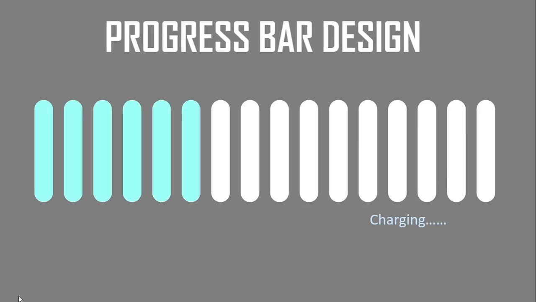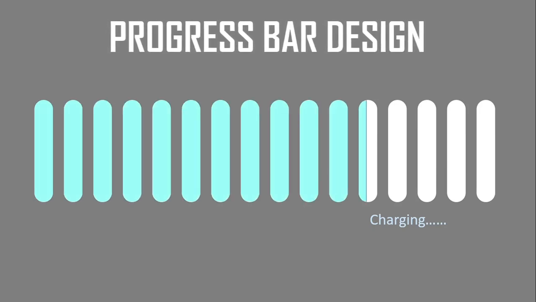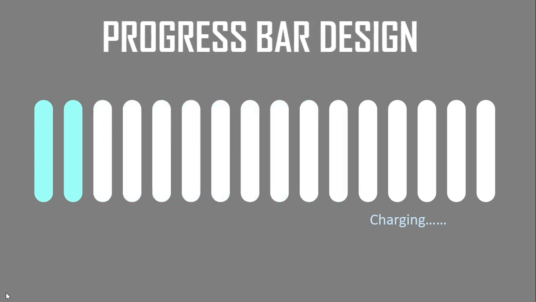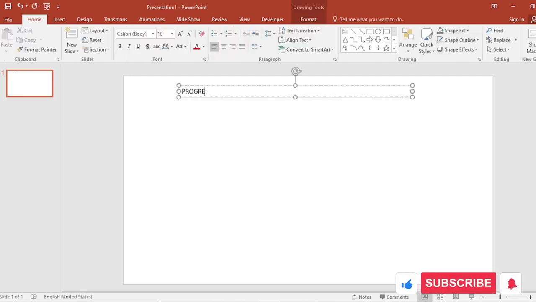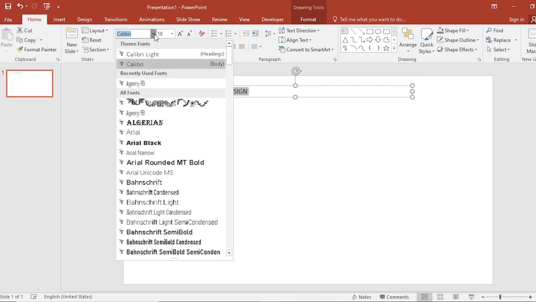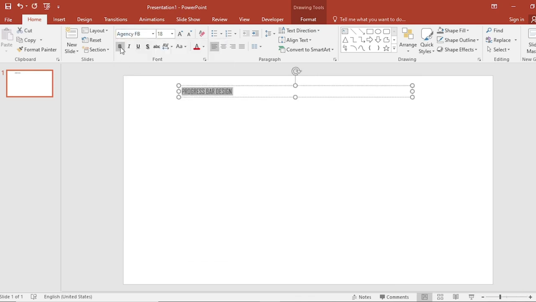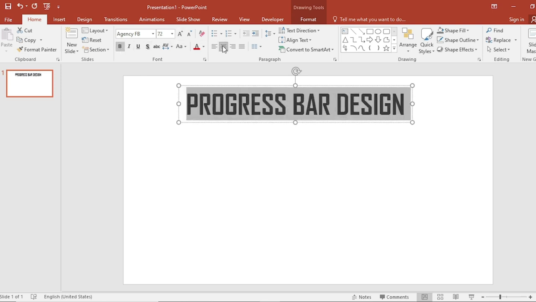In this video, you will learn how to make this nice progress bar in PowerPoint. So let's start. Go to Insert, click on Text box, write Progress bar design here. Select and change the font, make it bold, increase the size, center your content.